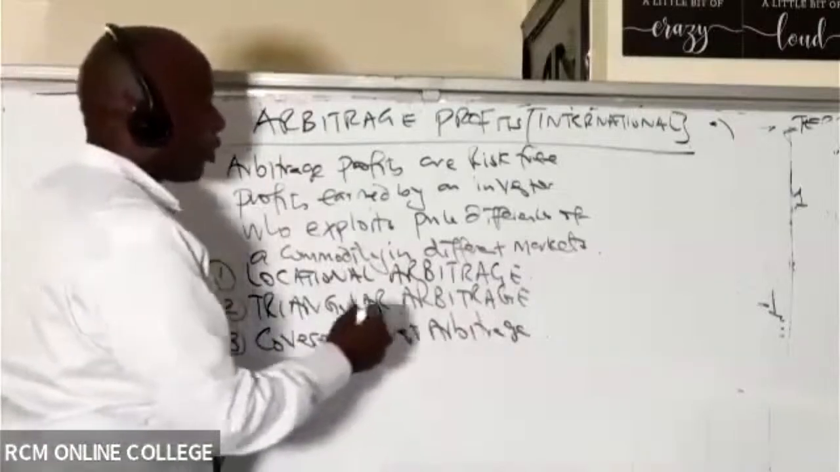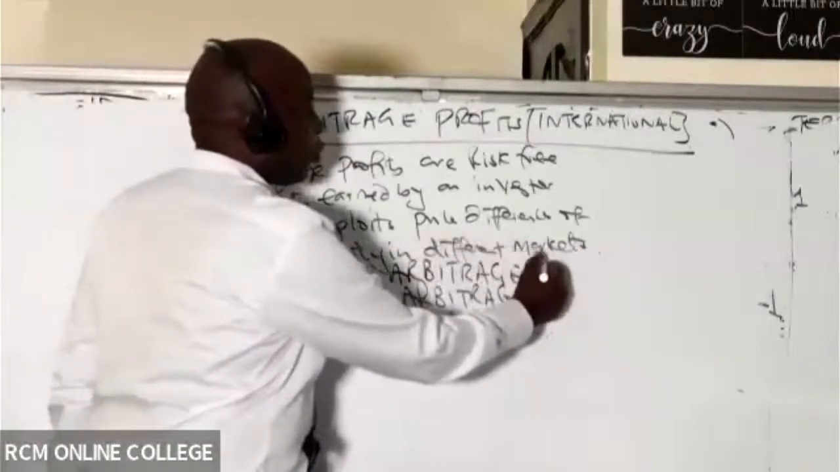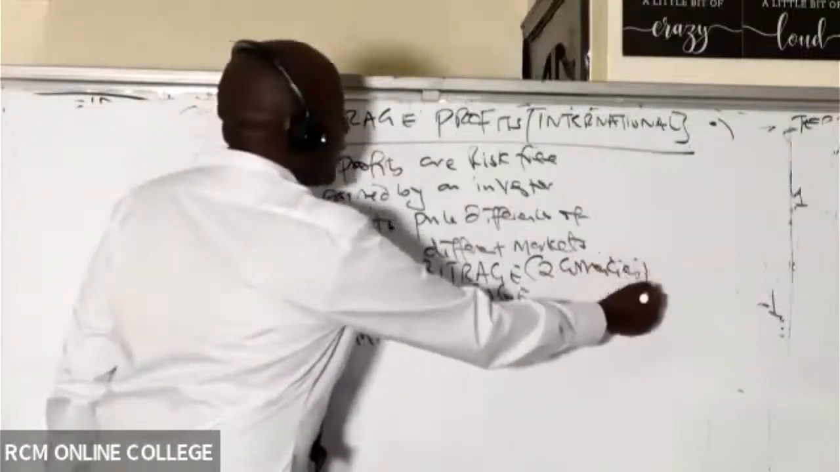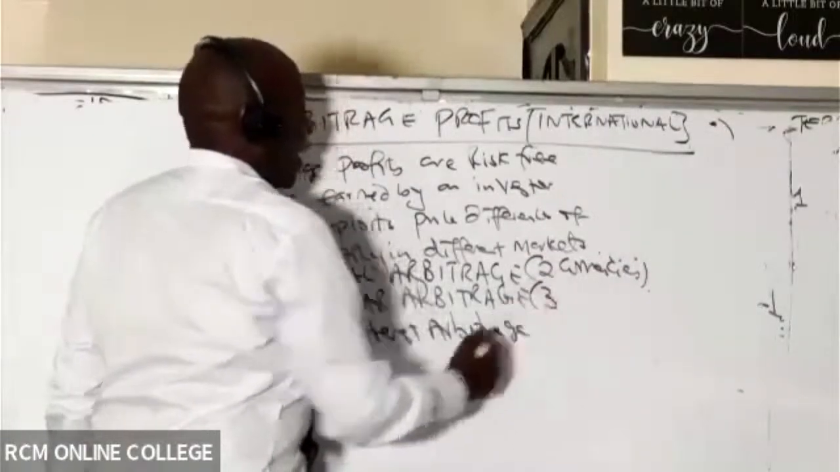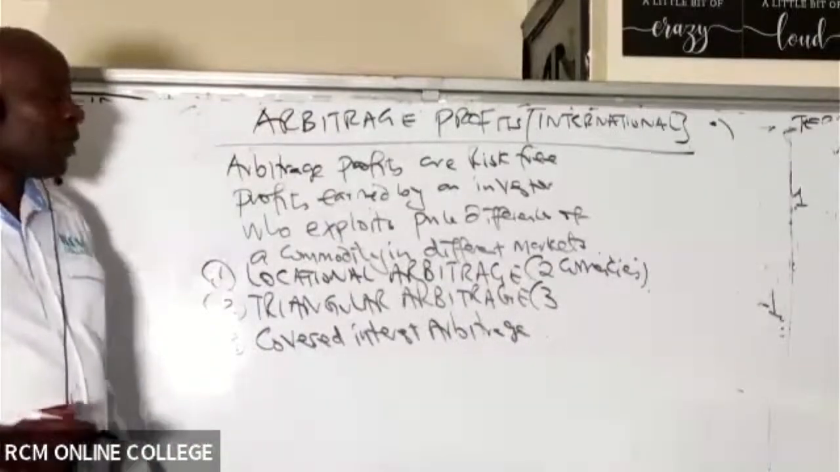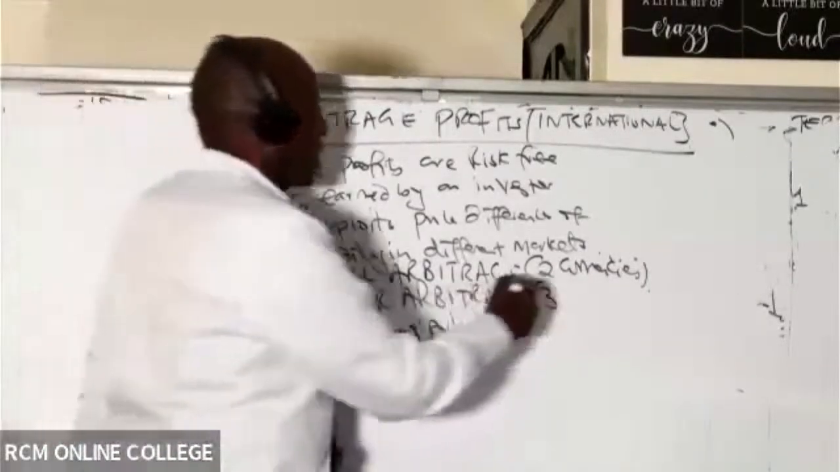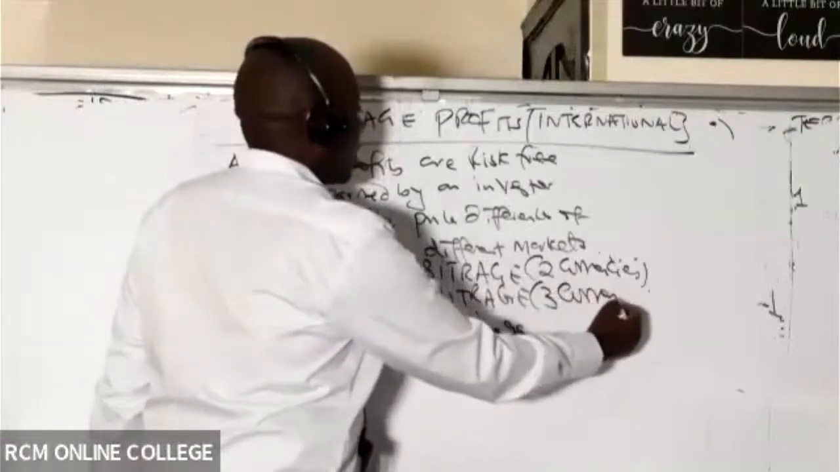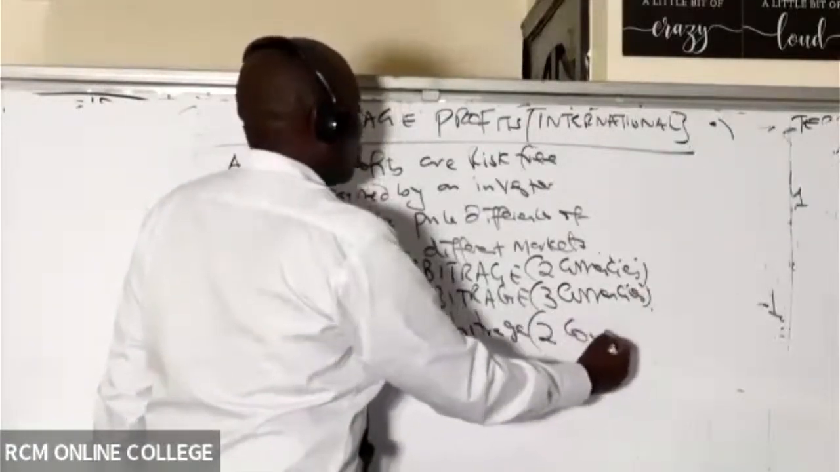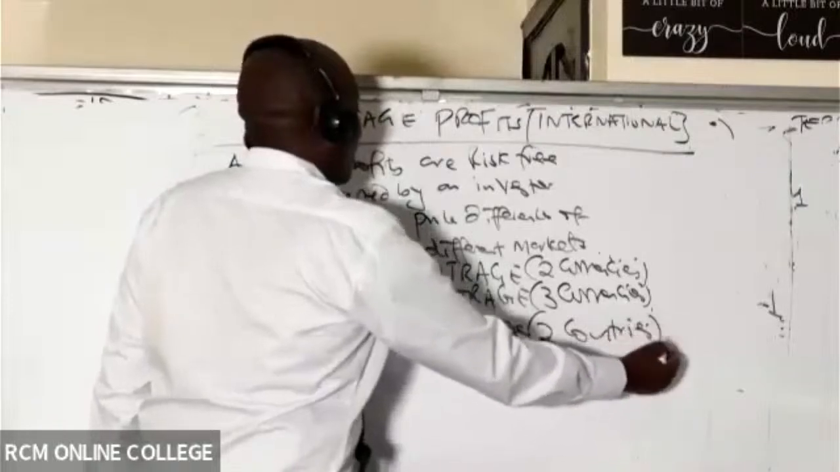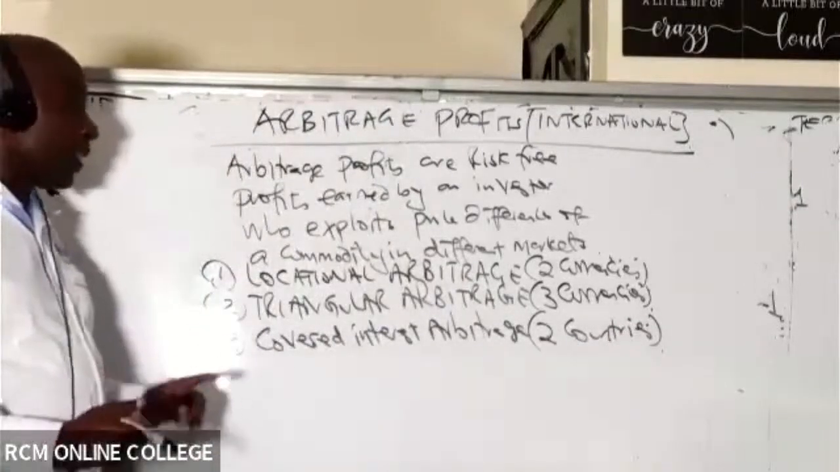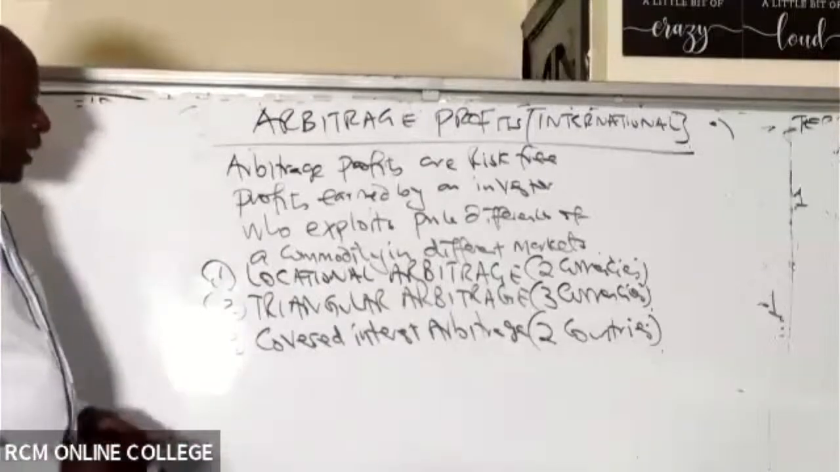So locational, here we are going to have 2 currencies. Triangular shape. So triangle, 3 currencies. Here we talk of 2 countries or 2 currencies. 2 countries. Unakimbia Uganda, unatoa pesa huko, unafanya abracadabra, unaleta Kenya hapo na cover the things like that.